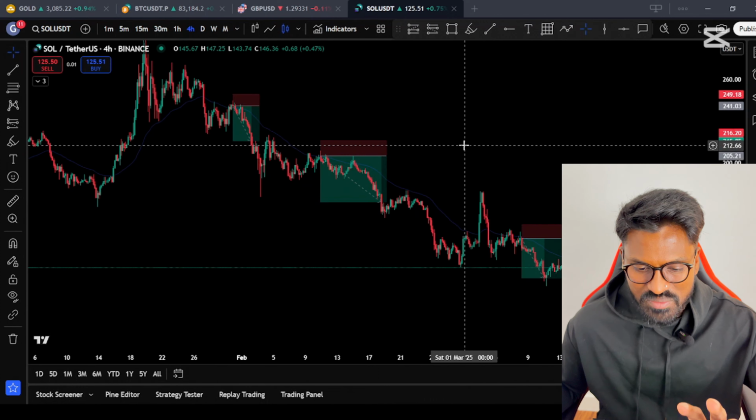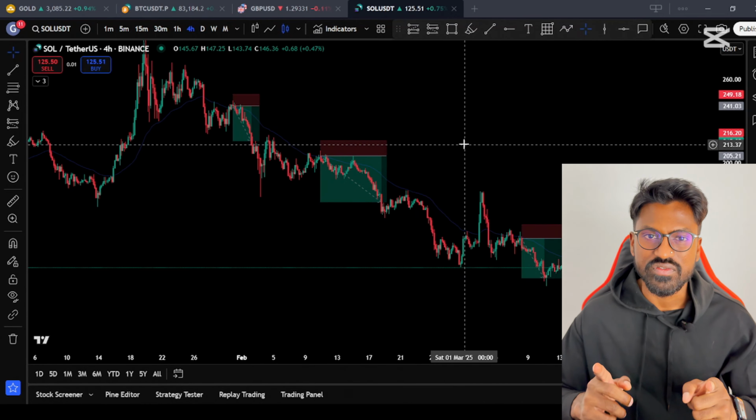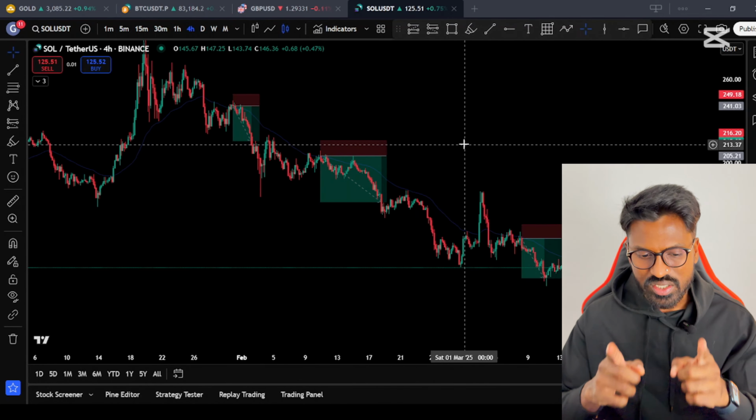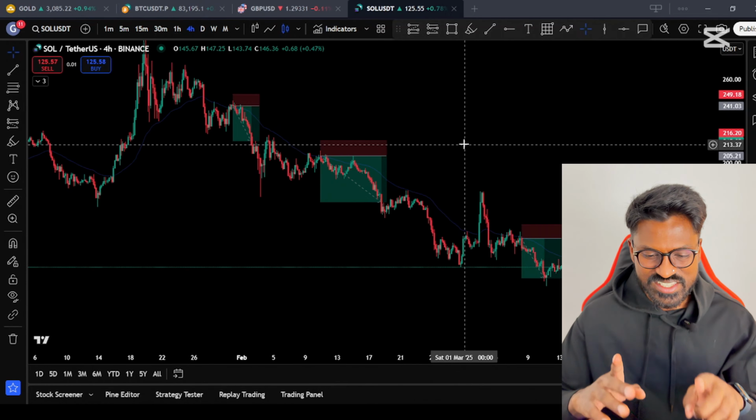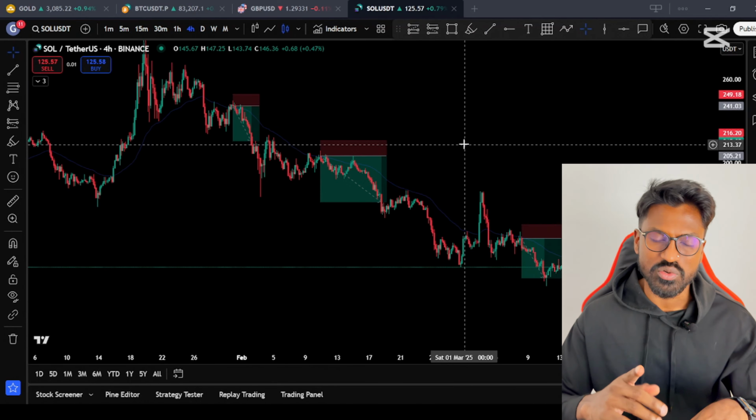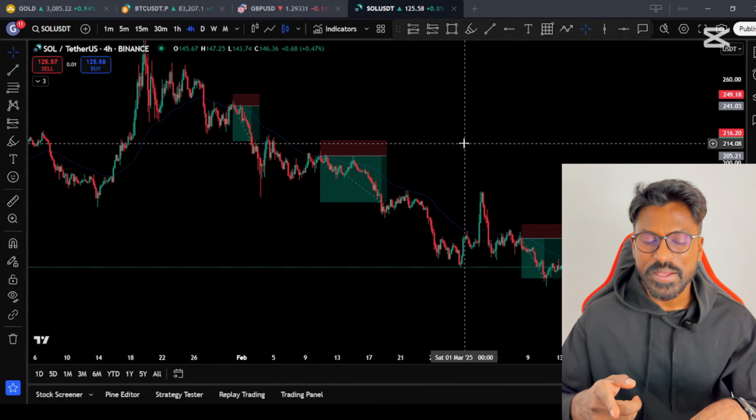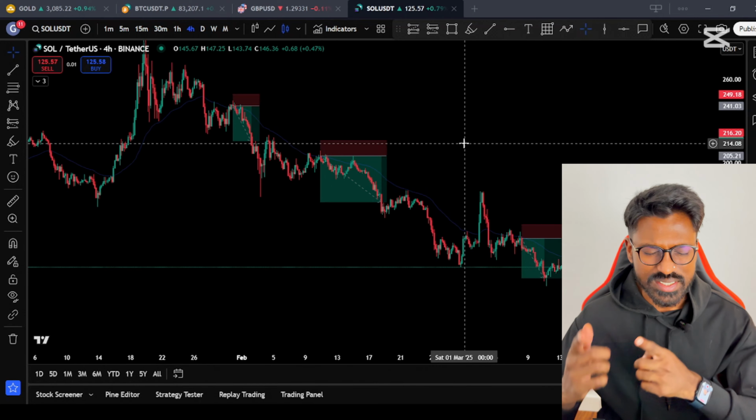So this is how you can basically use your EMA 50 if you solely want to trade only by using this indicator, which again I do not highly recommend, just trading based on one indicator, but it is doable. That's why I want to show you guys it is doable. Why? Because trend is king.